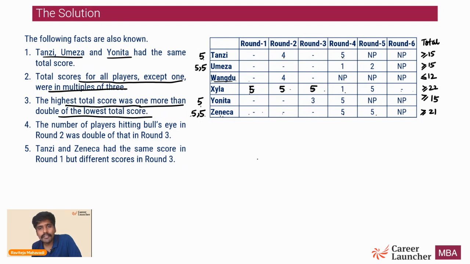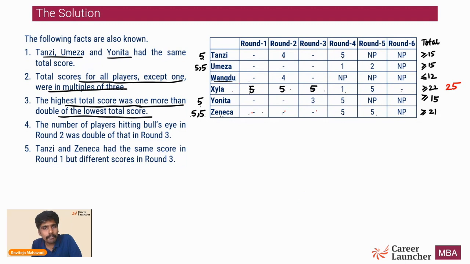And if 25 is the highest score, just imagine, can Z score 25? That means he'll require 5, 5 and 5 in the first 3 rounds, which is not possible. So Z cannot be the highest. Who can be the highest at this point in time? Only X. So X has a highest score of 25. That's it.